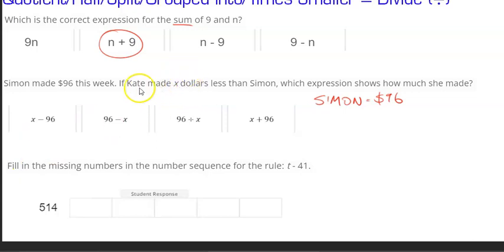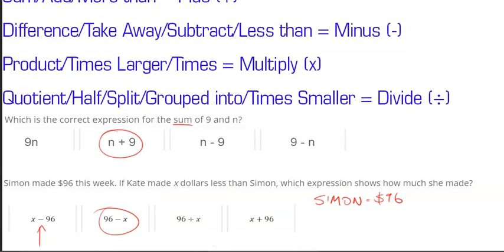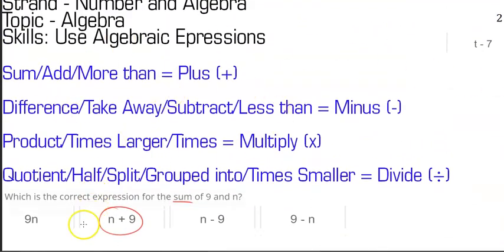So imagine if X was $3. So if Kate made $3 less than Simon, then we know that Kate made $93. If it was $4 less, it would be 92. So if it was X dollars less, you're just taking X away from 96. So 96 take away X is this term here. Some people might go for this one. This isn't the case. So just be careful about the order in which you put it. So these type of questions you will see pop up within the first set of questions in conjunction with the different types of words that you may see pop up here.